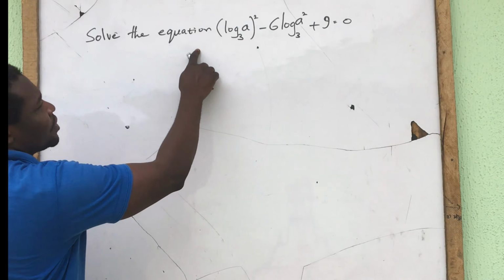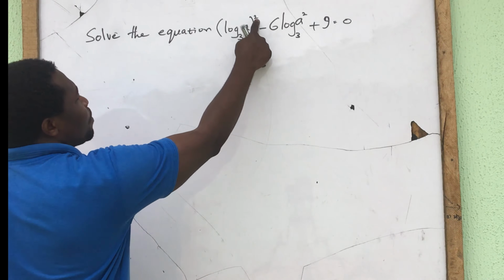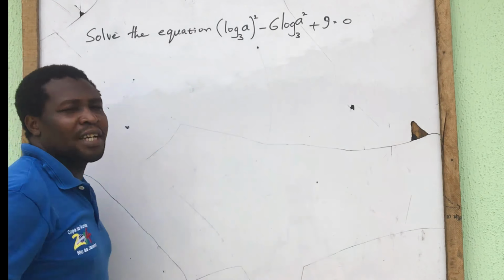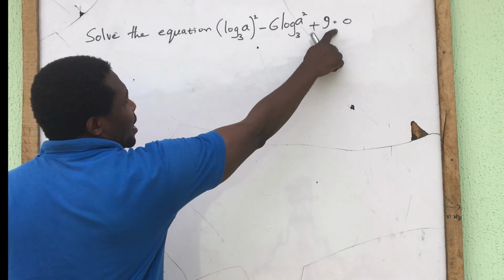Solve the equation (log a base 3) to the power 2 minus 6 log a squared base 3 plus 9 equal to 0.